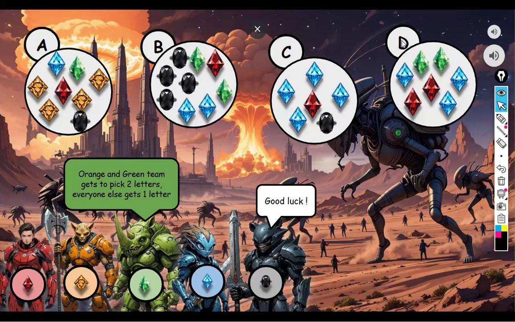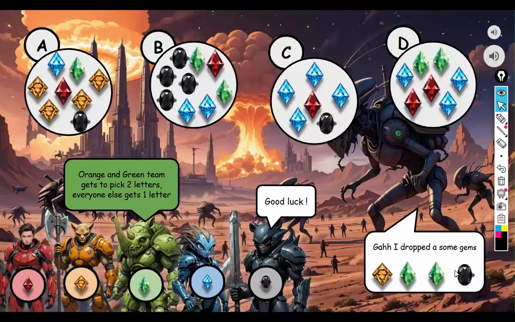And for those who didn't get anything, don't worry. Just have a look at the big alien there. He dropped some gems. Look over here at the right-hand side of the screen, bottom. He dropped an orange, 2 green, and a black. So I hope that further helps you all out.